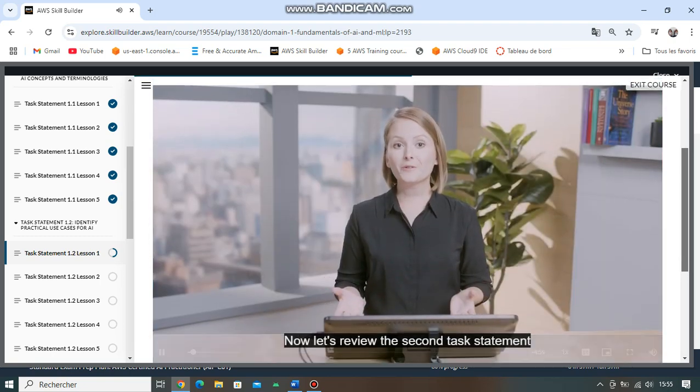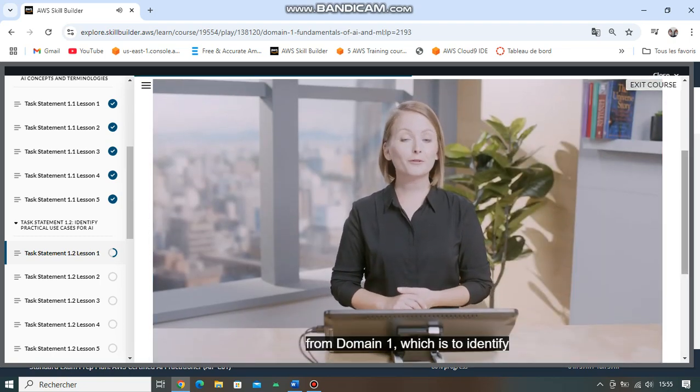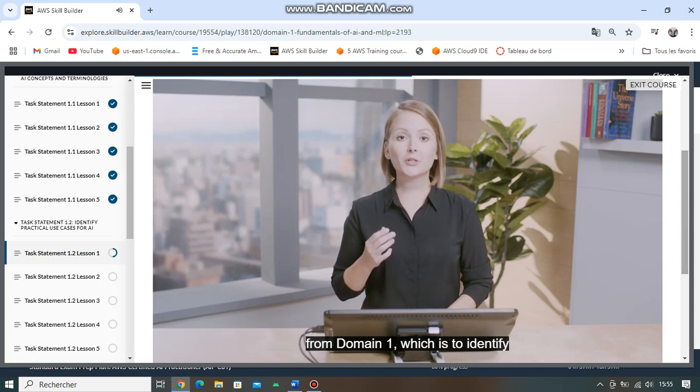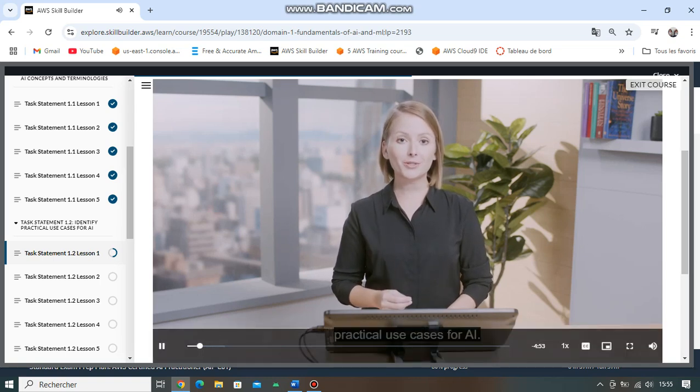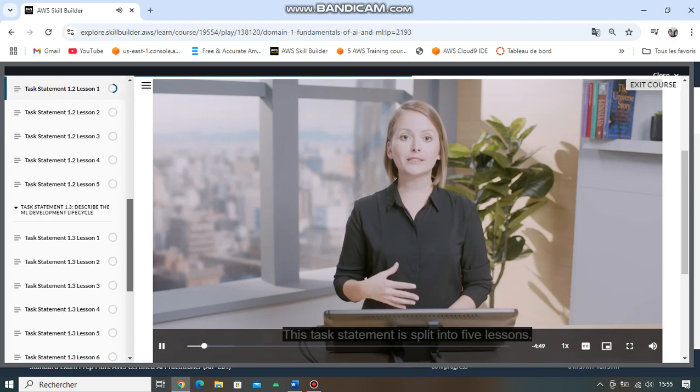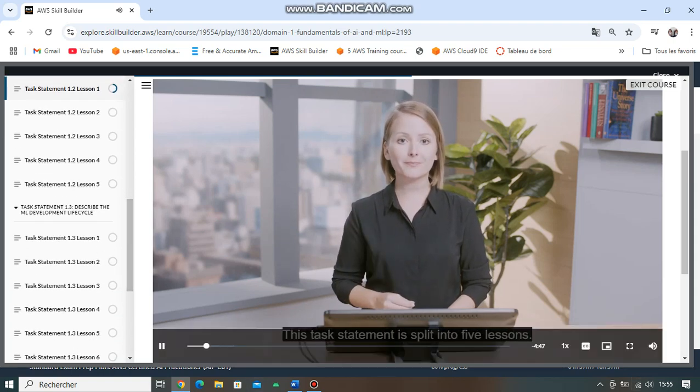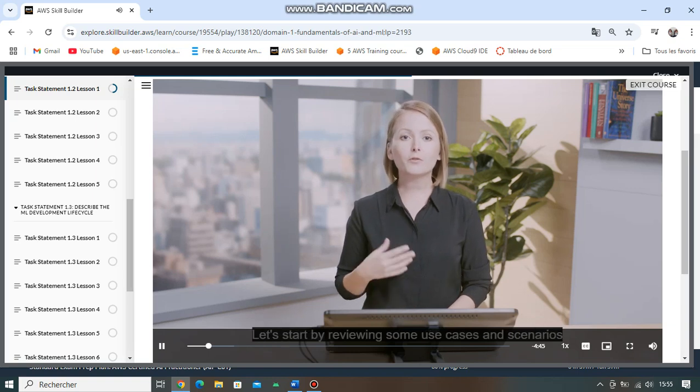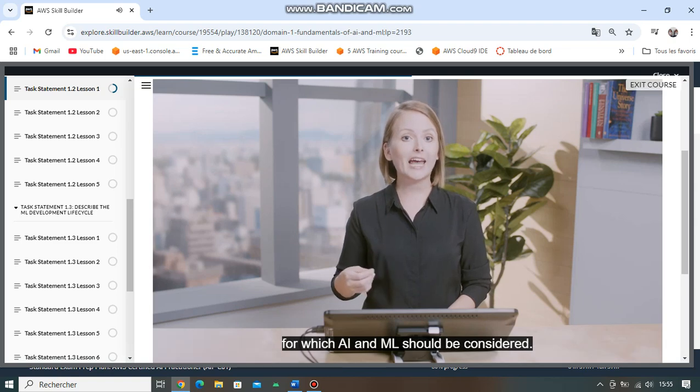Now let's review the second task statement from domain 1, which is to identify practical use cases for AI. This task statement is split into 5 lessons. Let's start by reviewing some use cases and scenarios for which AI and ML should be considered.